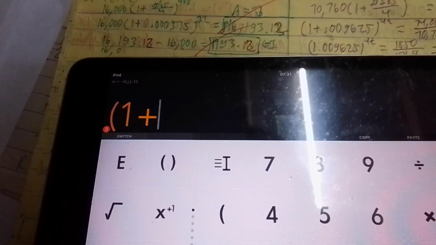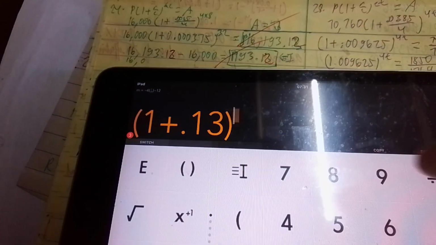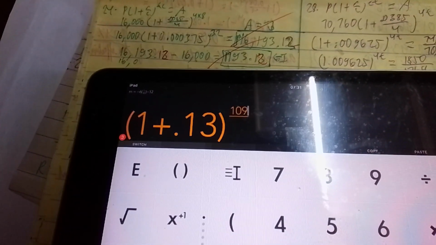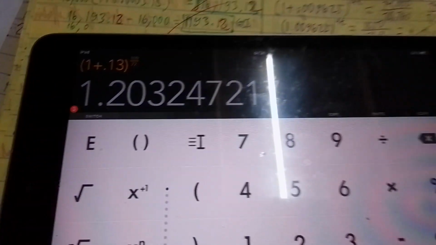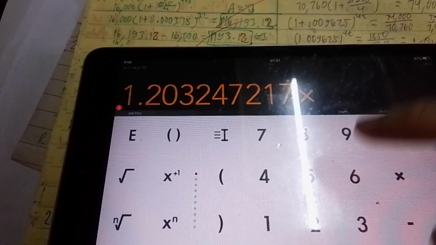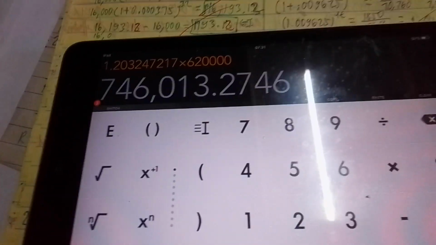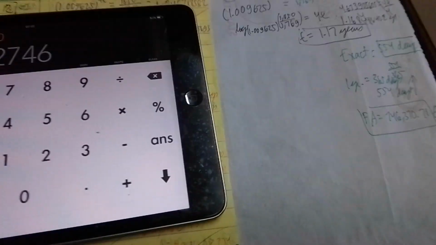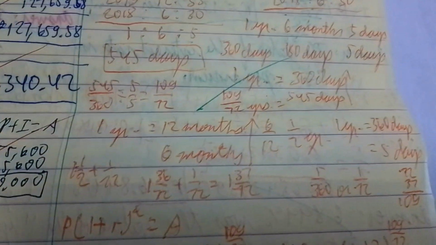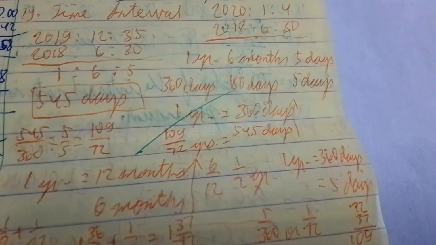Applying the formula, 1.13 raised to the, what's that power? 109 divided by 72. And you should get this answer, still the same. Multiplying that by your principal, which is, what's that principal again? 620,000. Right, you're supposed to get the same future value. Let's see if we get that. Yes, so that's how it is. And then, what I did here is this. So, I convert that into, what is it?